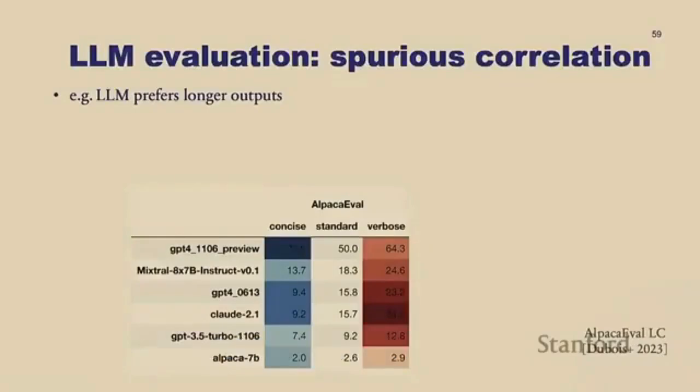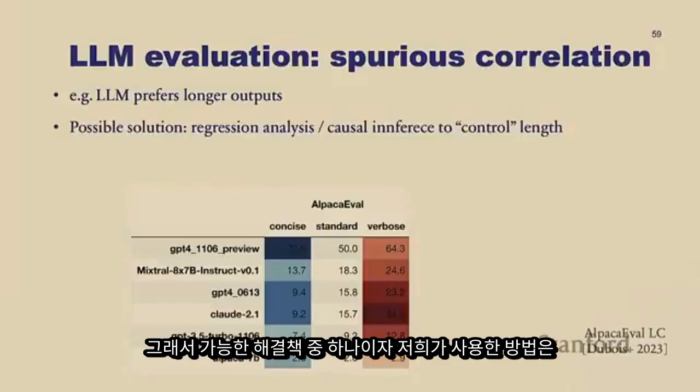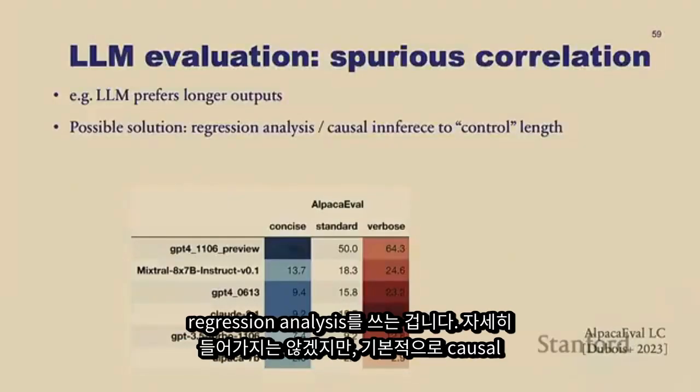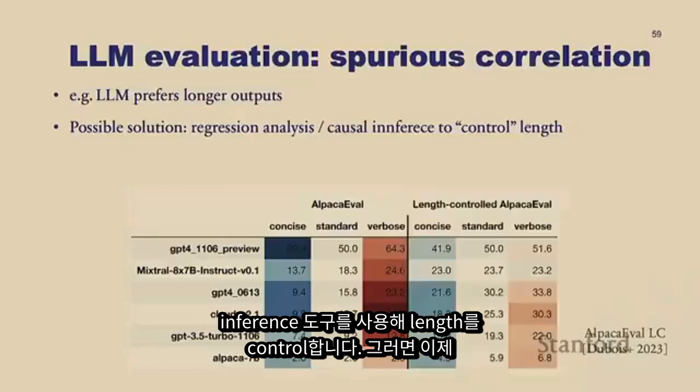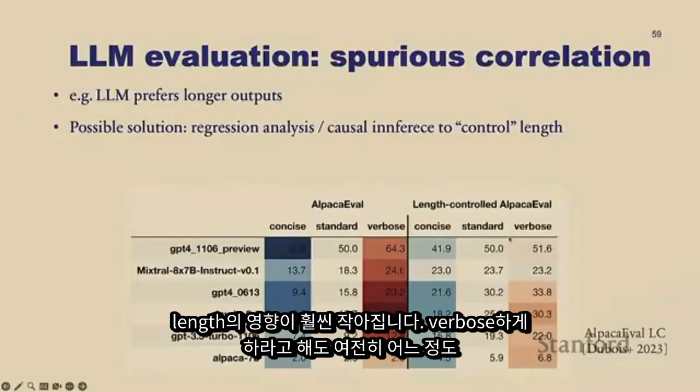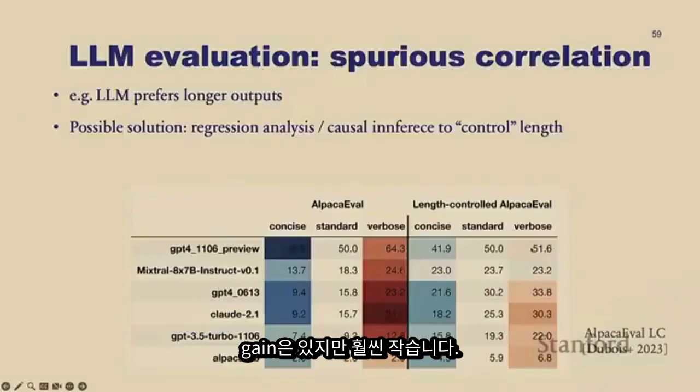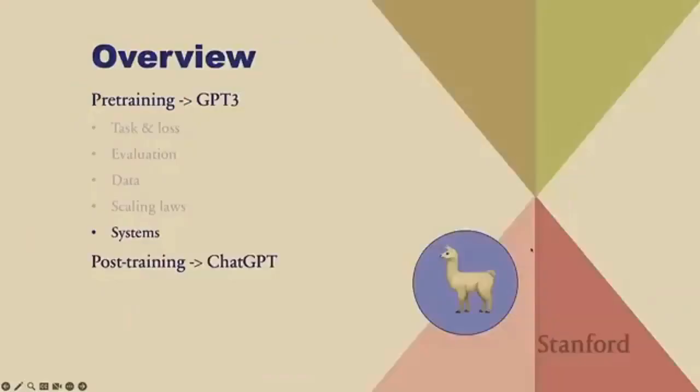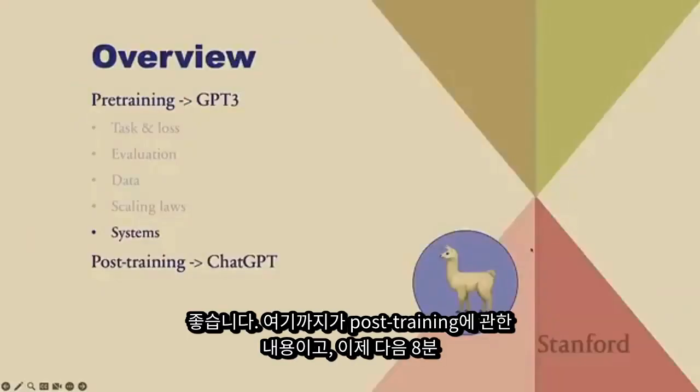That's very annoying. So one possible solution, which is what we did, is just use some regression analysis. I'm not going to go into details, but basically use causal inference tools to control for length. And right now, actually, length matters much less. So if you ask it to be verbose, you still get some gains, but much less. Great, so that's all about post-training.